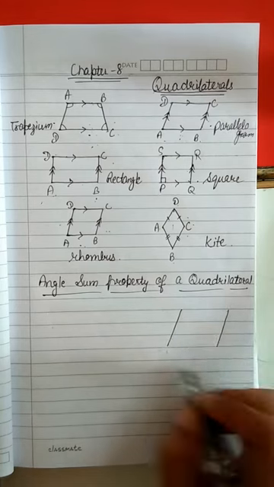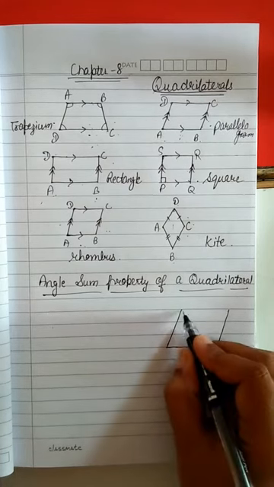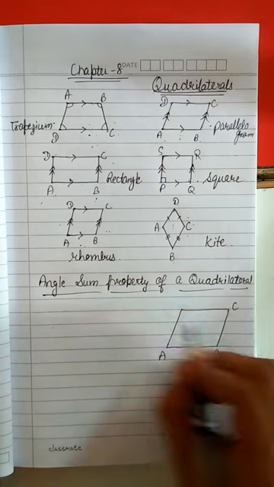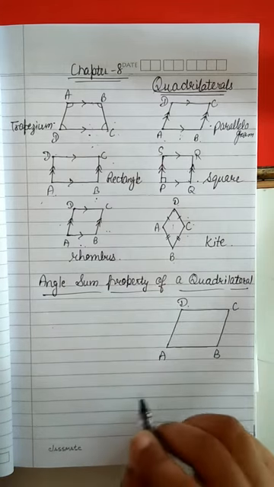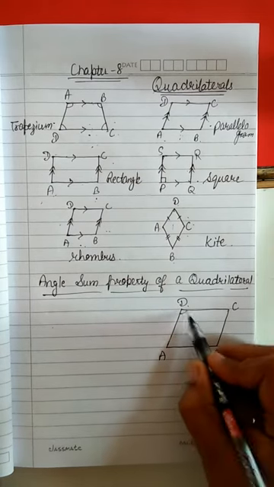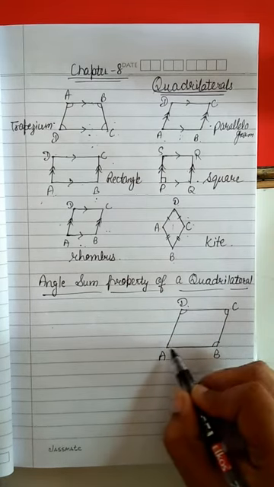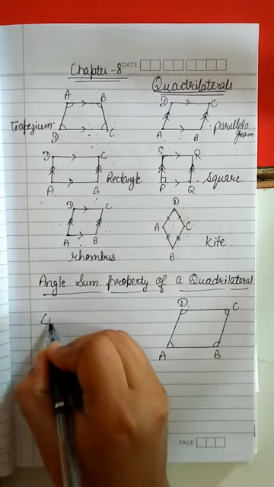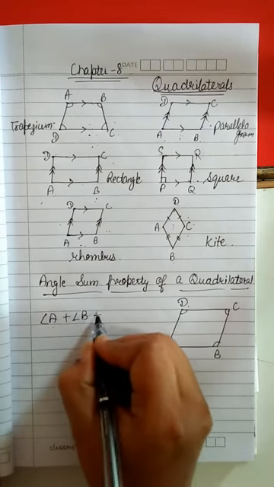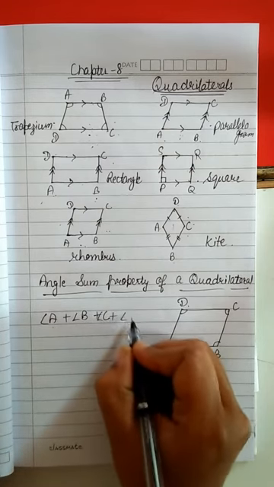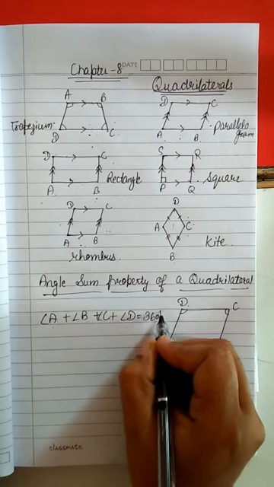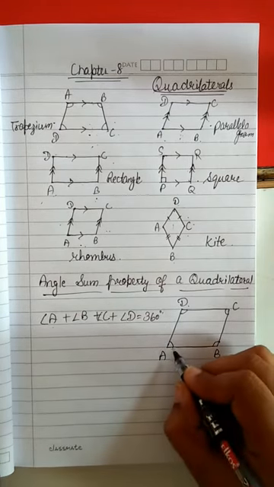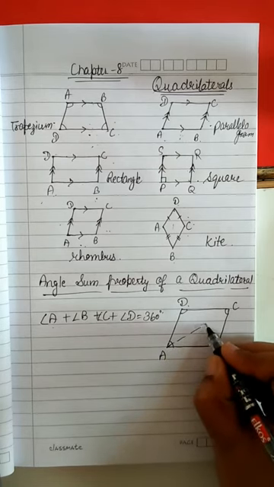In this video we will prove that the sum of all angles of a quadrilateral is 360°. I take a quadrilateral ABCD and prove that the sum of its angles, angle A plus angle B plus angle C plus angle D, is equal to 360°. We prove it. First of all, join AC.